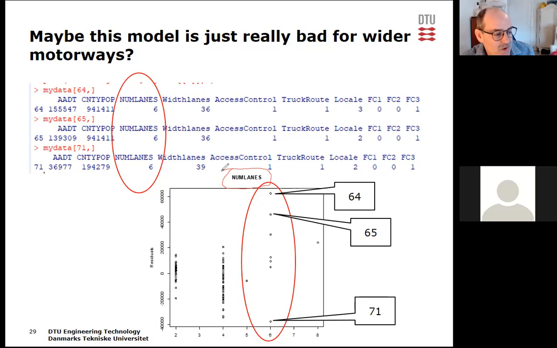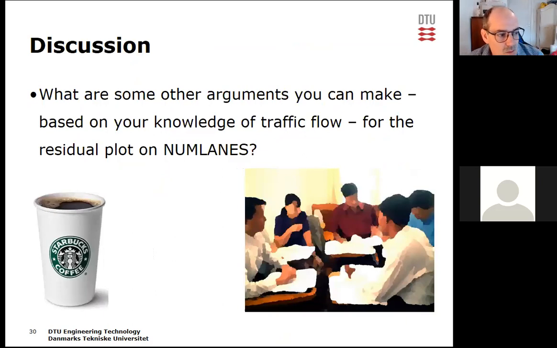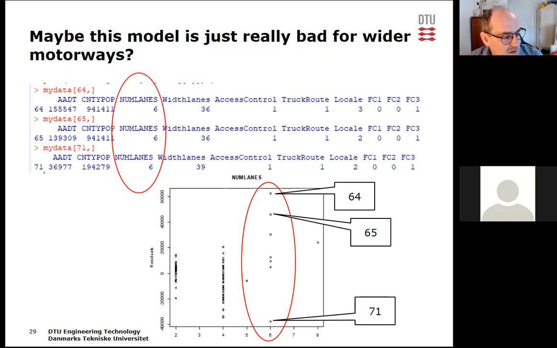And so this is maybe something to consider, right? This is something to consider, and if we think about this, what is going on with the traffic flow based on this residual plot? What is it about the number of lanes 6 that's causing the residuals to be so extreme? And if you think about this just in terms of your knowledge of roads and your knowledge of traffic flow, what could be going on here?